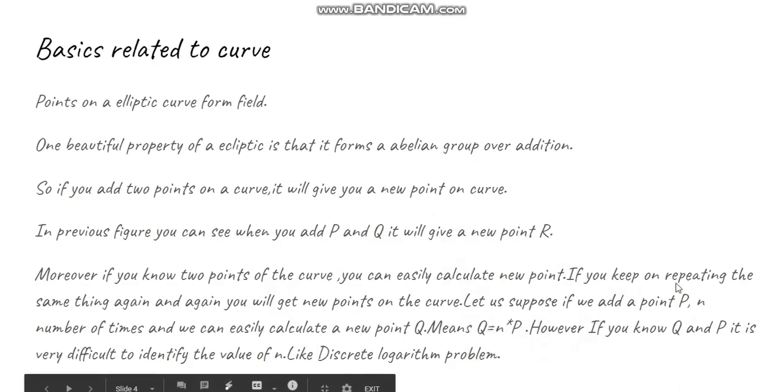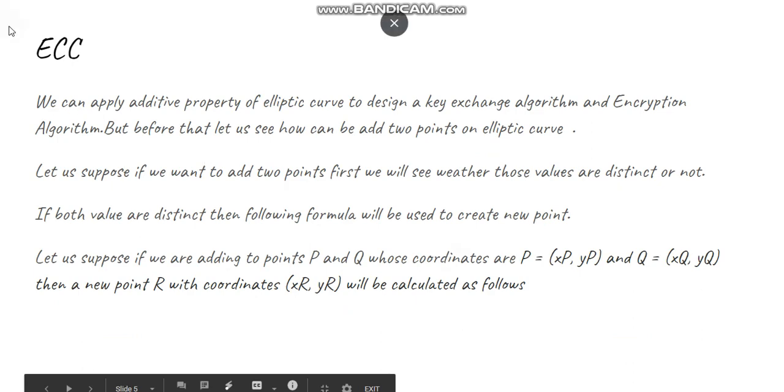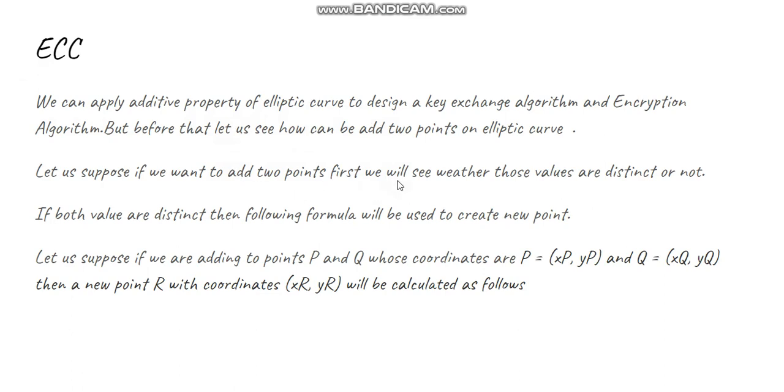So addition is very easy, but if you know 2 points and you don't know how many times one point was added, identification of that value is quite impossible. So we will use this property. We need to apply this addition operation to define encryption and decryption and key sharing.